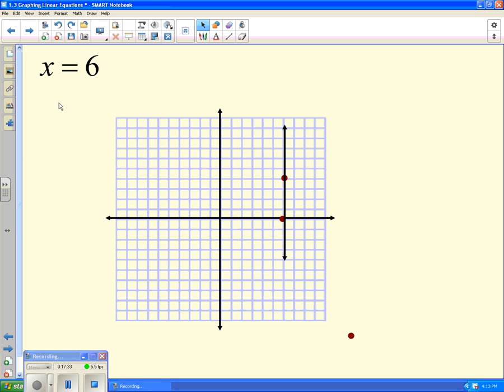So today we talked about how to graph in standard form, how to graph with slope-intercept, and we also looked at horizontal and vertical lines. So go back over this, study it, come to class, and be ready.